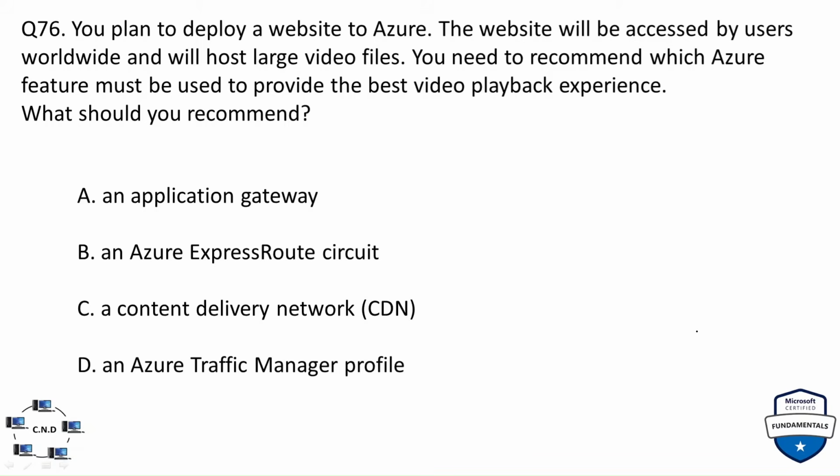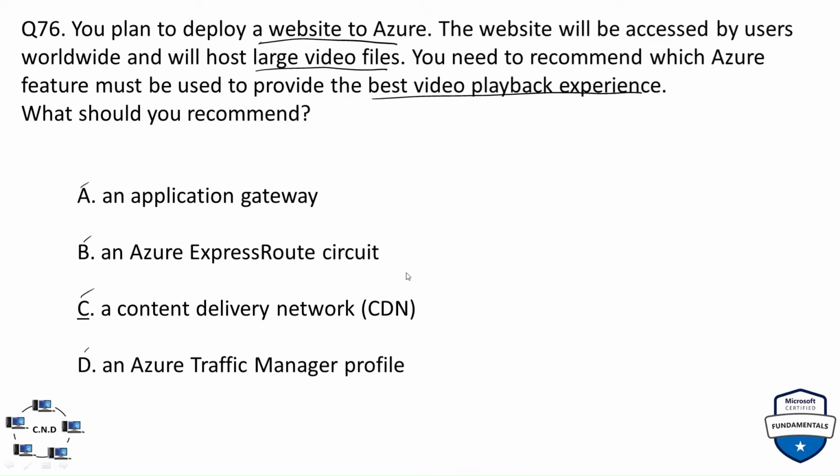Hello everyone and welcome to another session on Microsoft Azure Fundamentals. So let's get started with the question. The question is that you plan to deploy a website to Azure. The website will be accessed by users worldwide and will host large video files. You need to recommend which Azure feature must be used to provide the best video playback experience. What should you recommend? The options are option A, an application gateway, option B, an Azure ExpressRoute circuit, option C, a content delivery network, that is CDN, and option D, an Azure Traffic Manager profile.